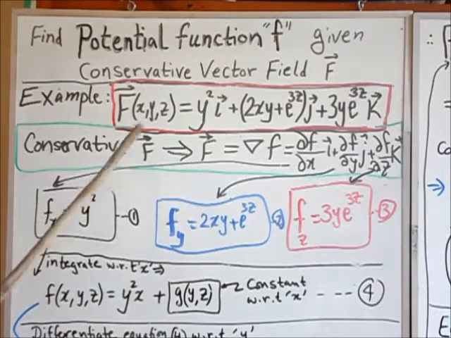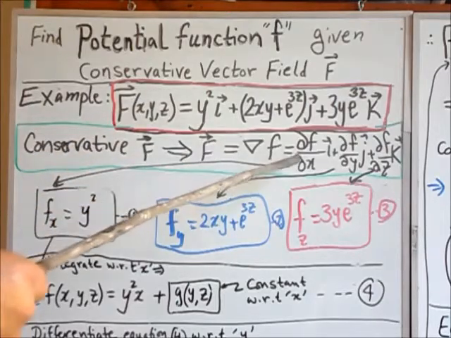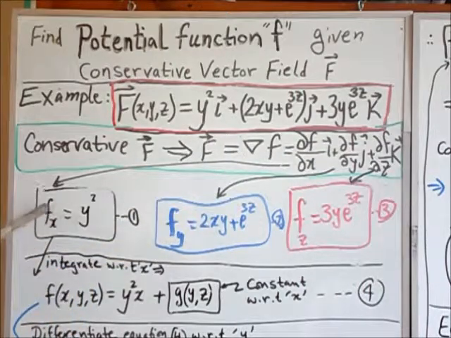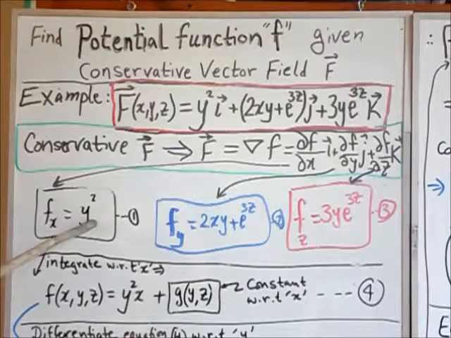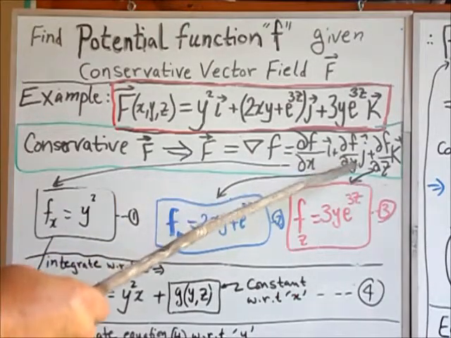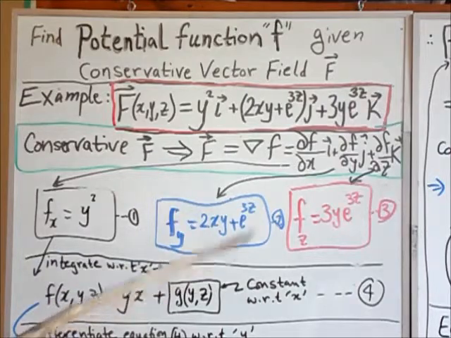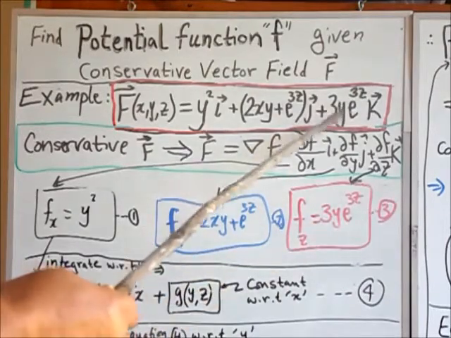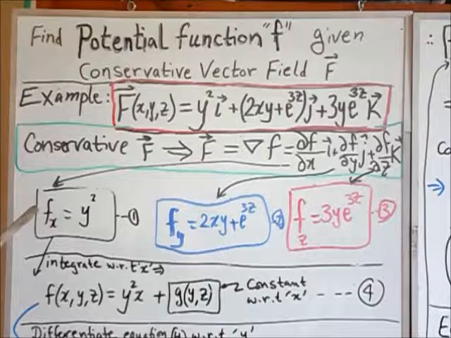Now let's solve this problem so that we find f, the potential function. If we compare these two equations, this means that the partial derivative with respect to x, df/dx, which we can call f sub x, must equal y squared. So f_x equals y squared. And similarly, df/dy equals 2xy plus e^(3z), which we can call f_y. And as well, df/dz, the partial derivative with respect to z, f_z equals 3y e^(3z), by comparing. Okay, now we want to find f. That's what we are after.